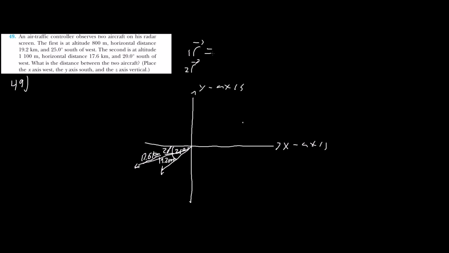So anyways, let's put the vector now. The vector here is going to be both negative. So negative 19.2 cosine of 25 degrees, negative 19.2 sine of 25 degrees, and that's going to be at the altitude of 0.8 kilometers.